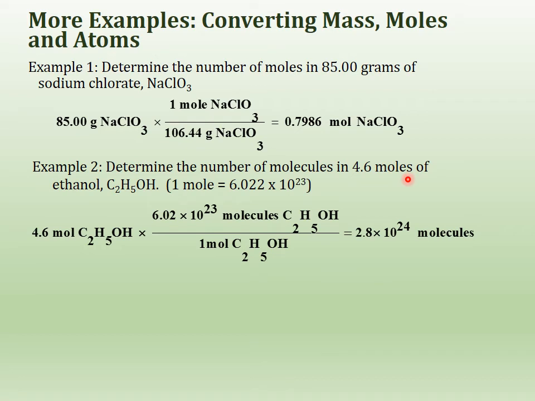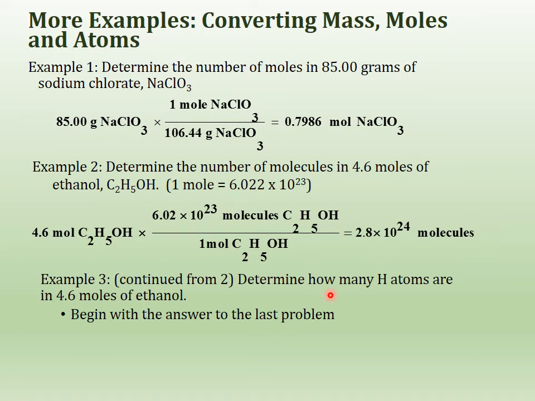Again, your molecules will be 6.02 times 10 to the power 23 molecules of this molecule, which is C2H5OH, ethanol. And so mole conversions right here go directly to molecules. And then the last one here is how many hydrogen atoms there are in 4.6 moles of ethanol. So you have the moles of ethanol from here.